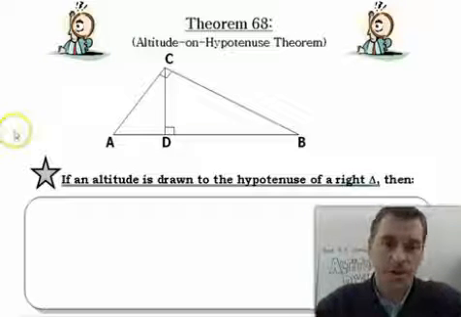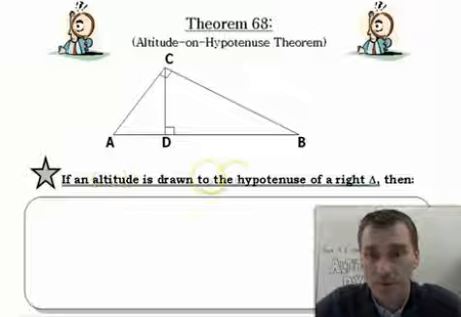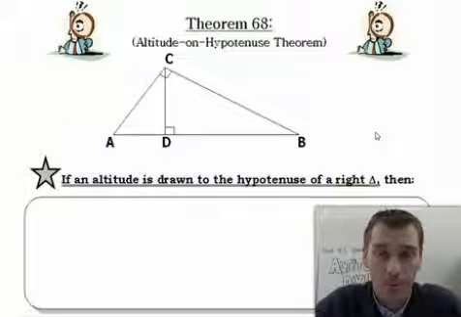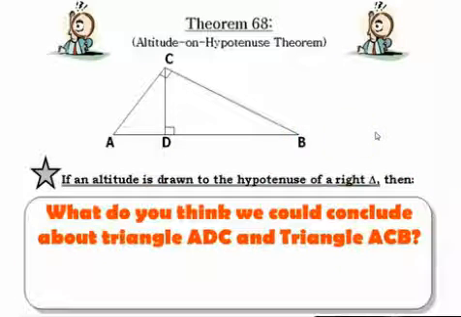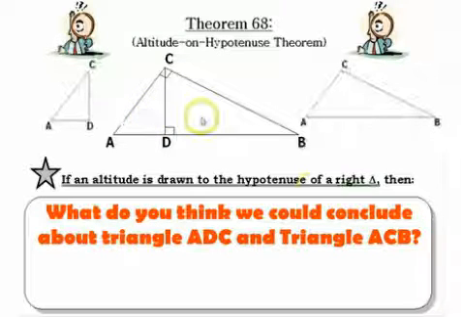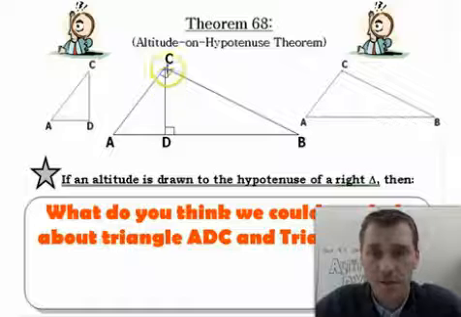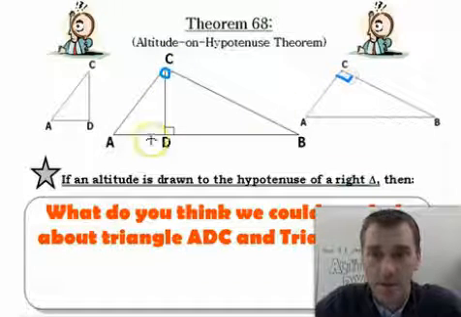However, here is the first thing. You can see how the theorem starts. If an altitude is drawn to the hypotenuse of a right triangle, then, well, before we even write this down, don't write this down, let's just think about this. What do you think we could conclude about the triangle ADC, that's this triangle here on the left, and the overall bigger triangle ACB? Well, one thing that I see, probably the same thing that you do, is this. This angle up here, angle C, is right over here, so that's a right angle.